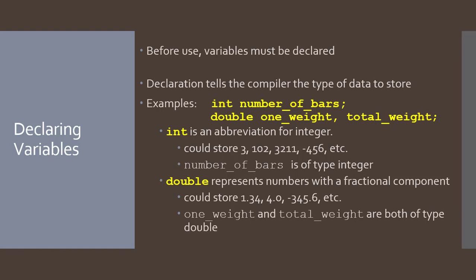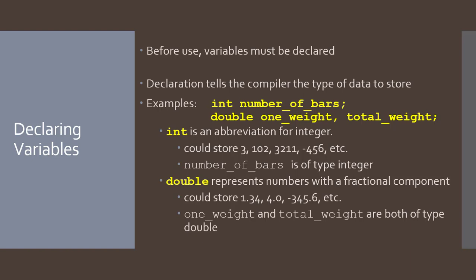The second line, double one_weight and total_weight, declares two variables. One_weight is the weight of one candy bar, and total_weight is the total weight of all of them. We're going to need all of those items of data to solve this problem. One_weight and total_weight have been declared to be doubles, which means they store real numbers. So the weight of a single candy bar might be 2.4 ounces.